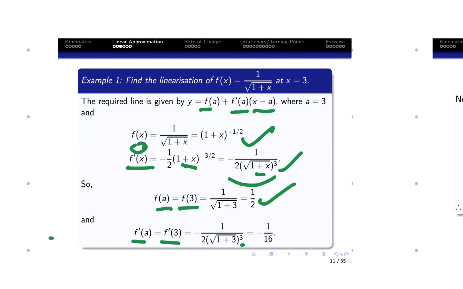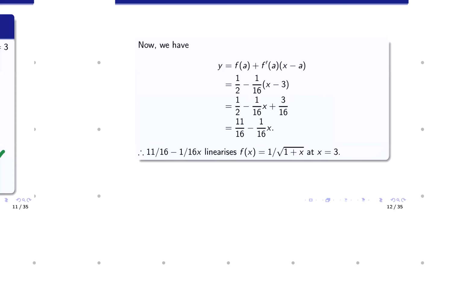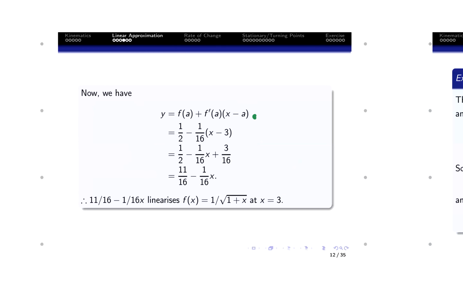So you have the f of a you need here. You have f prime of a that you need. You also need x minus a for you to get the complete expression. So we go and complete that in the next slide. So now we have y equals f of a plus f prime of a into x minus a. So f of a is half. f prime of a is minus 1 over 16. Then you have x minus 3.